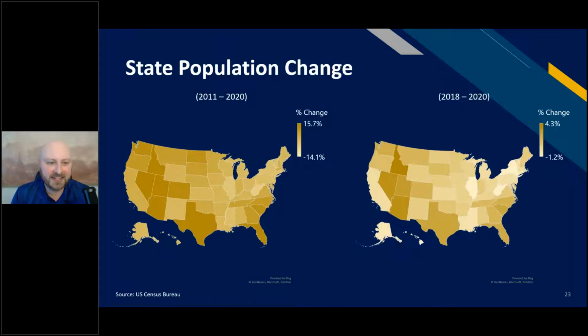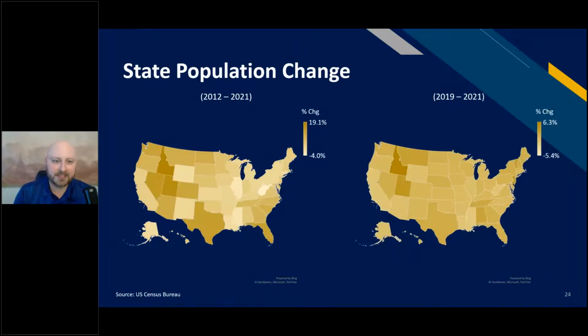So states like California, Illinois, New York, West Virginia that weren't doing well did less well in that 3-year period. And then the regions that were growing in the 10-year period stood out in the 3-year period, especially Idaho being driven mostly by Boise. So those are your growth areas.